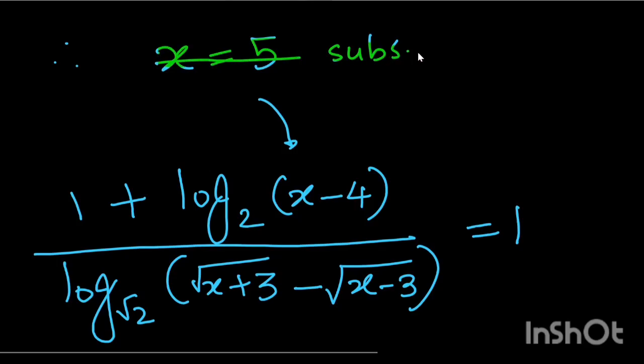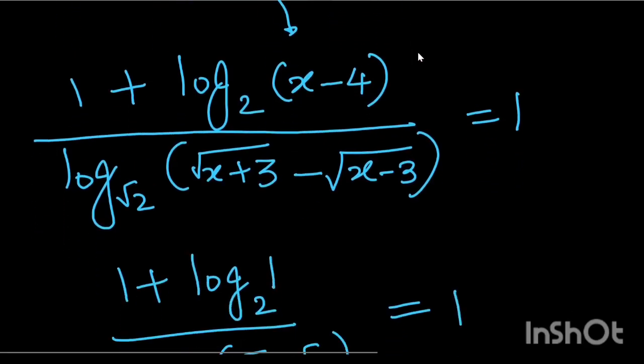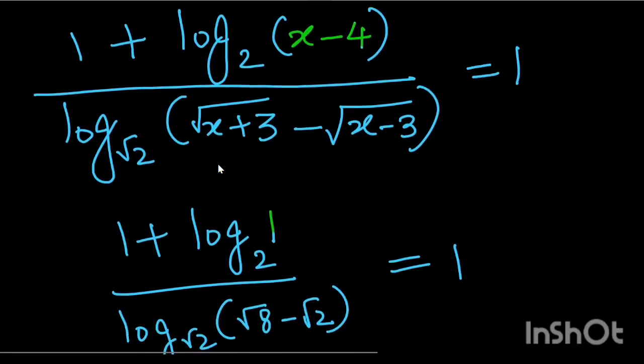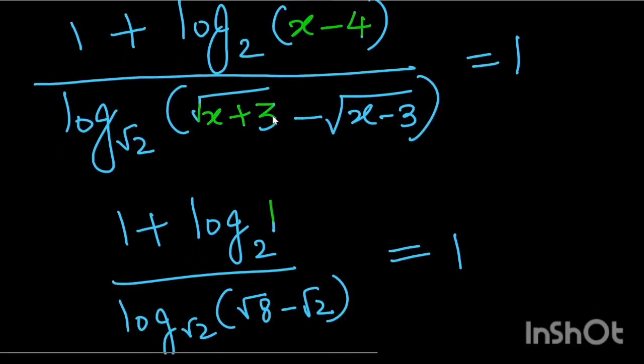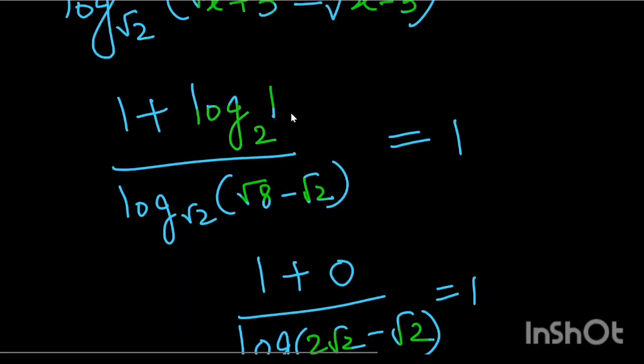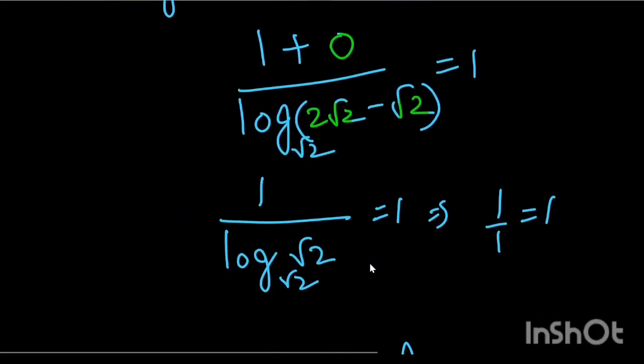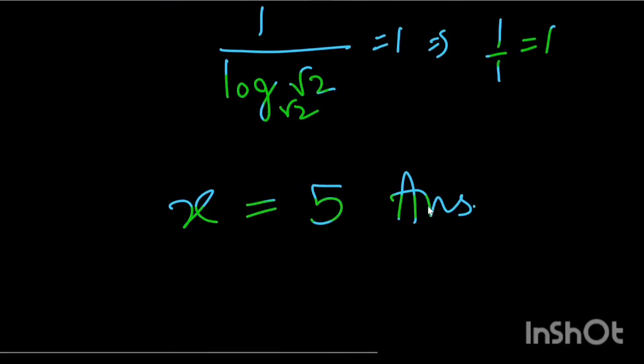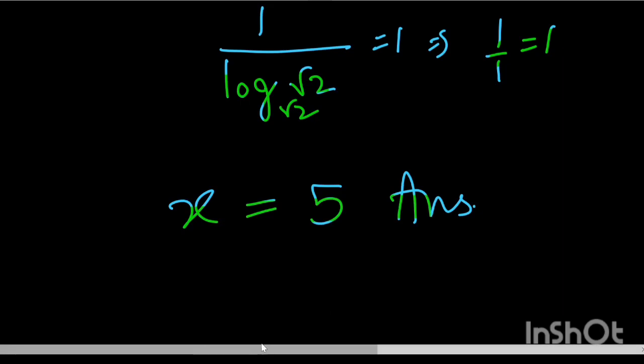We can substitute, or we can directly write the answer, but just for verification, I am substituting. When you write 5 minus 4 it becomes 1. And similarly, 5 plus 3 is root 8, root 8 is 2 root 2, minus root 2. Log 1 is 0. So this becomes root 2, so this is 1. 1 equals 1. So the answer is 5, guys. So that way it can be done.